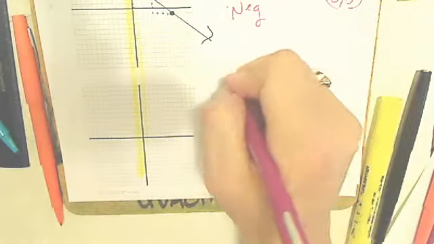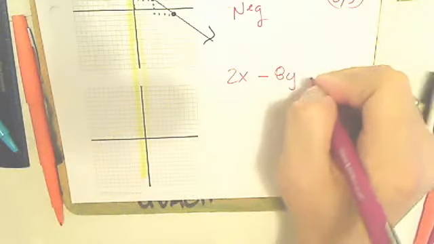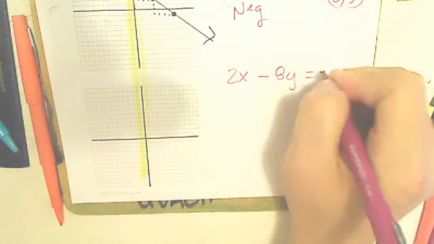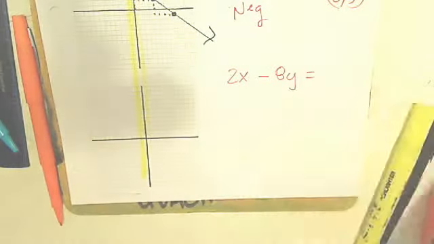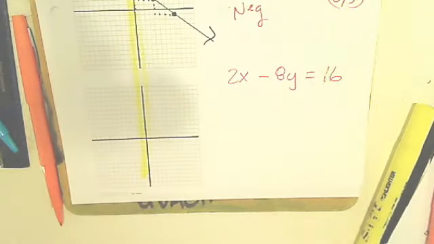Let me give you one to solve. 2x minus 8y equals 16. Positive 16. 2x minus 8y equals positive 16.